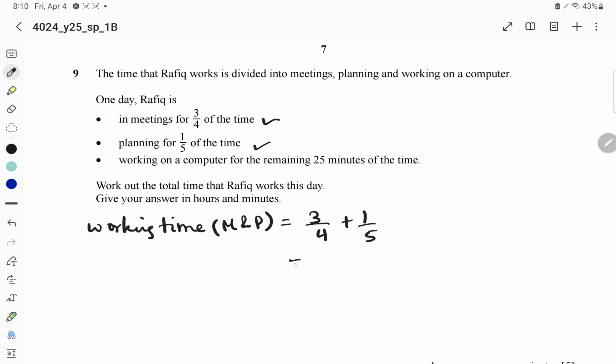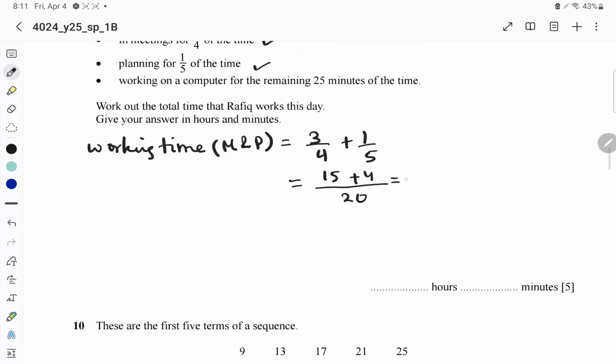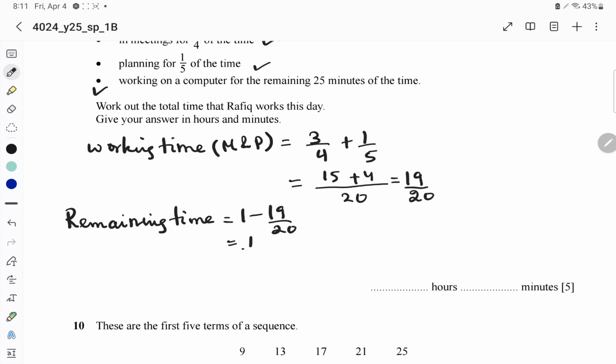All right. So we will take the LCM. 3 times 5 is 15 plus 4 over 20. So that is becoming 19 over 20. So we know that they worked for 19 over 20 of the total time for planning and meeting. Working on the computer, the third thing, is for the remaining time. So what is the remaining time? If they work for 19 over 20, then the remaining time is equal to 1 minus 19 over 20, that will be equal to only 1 over 20 of the time.